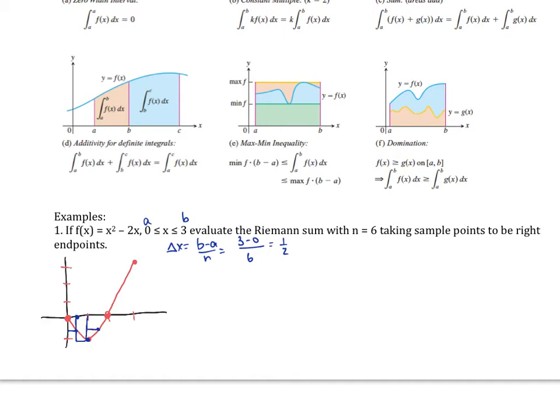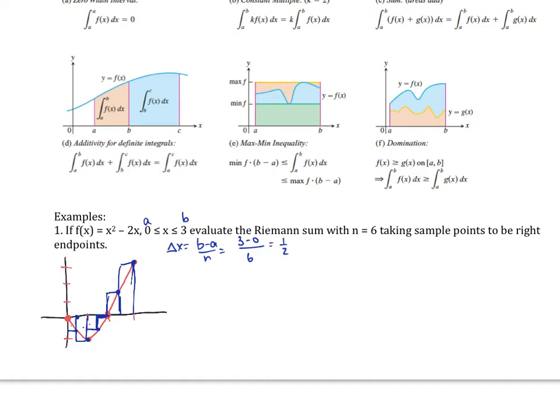My third rectangle will have that right endpoint and look like that. My fourth rectangle will have this right endpoint and be flat. Then my fifth rectangle will have this right endpoint and look like this. And then my last one will have this right endpoint and look like that. So those are my 6 rectangles: 1, 2, 3, the flat one is 4, 5, and 6.